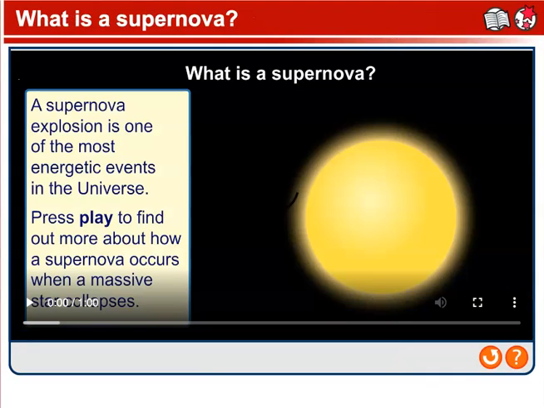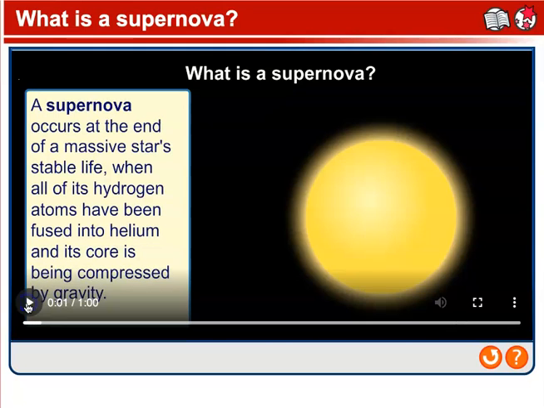So what is a supernova? A supernova explosion is one of the most energetic events in the universe. A supernova occurs at the end of a massive star's stable life, when all of its hydrogen atoms have been fused into helium atoms, and its core is being compressed by gravity.